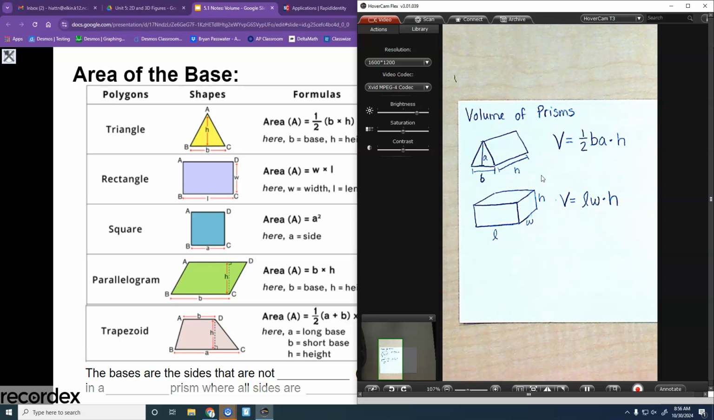And on a rectangular prism, it really doesn't matter which side you call the base. It could be any of the sides. You don't have to do this next one because we could just use a rectangular prism for it, but sometimes it makes it a little bit easier.